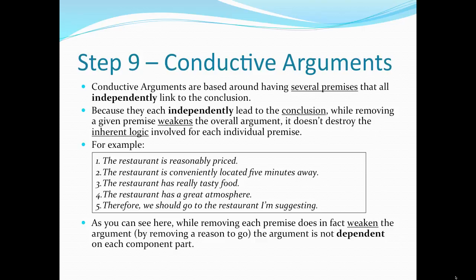For example, 1. The restaurant is reasonably priced. 2. The restaurant is conveniently located 5 minutes away. 3. The restaurant has really tasty food. 4. The restaurant has a great atmosphere. 5. Therefore, we should go to the restaurant I'm suggesting. As you can see here, while removing each premise does in fact weaken the argument by removing a reason to go, the argument is not dependent on each component part.